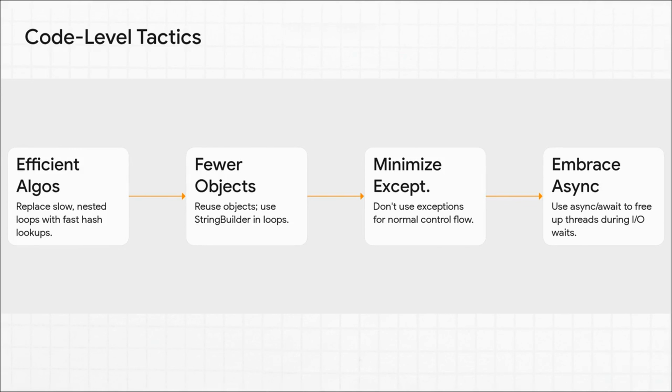That clunky, slow, nested loop you've got can probably be replaced with a lightning-fast hash lookup. Number 2, stop creating objects you don't need. The classic example here is using a string builder inside a loop instead of creating new strings over and over again. Number 3, stop using exceptions for your normal control flow. Seriously, they are incredibly expensive from a performance standpoint. And number 4, embrace async. Using async and await frees up your threads while they're just sitting around waiting for things like network calls to finish.